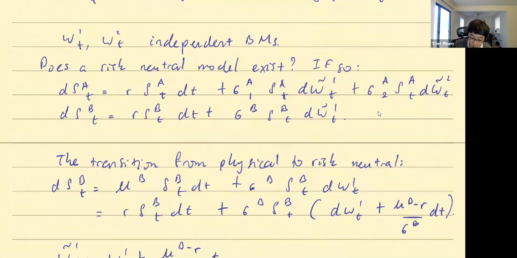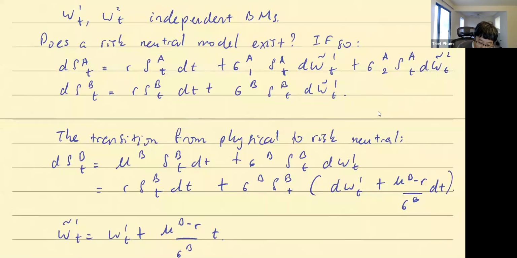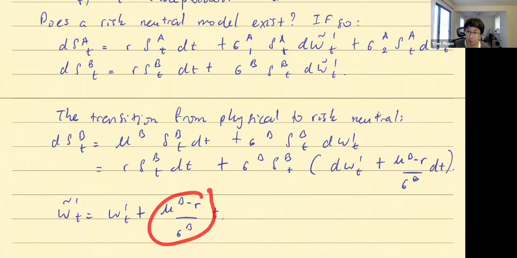For us here, the transition, if we just single out the stock B, is quite simple in what it says about the first source of noise. It says that the first source of noise is going to be the physical version plus the Sharpe ratio of firm B. That's all there is.